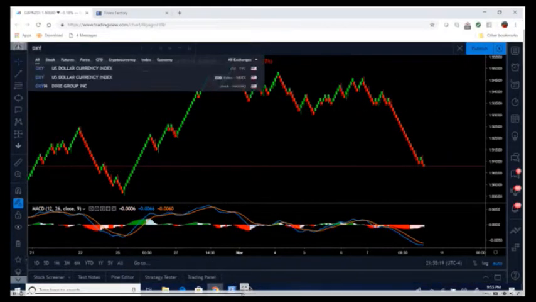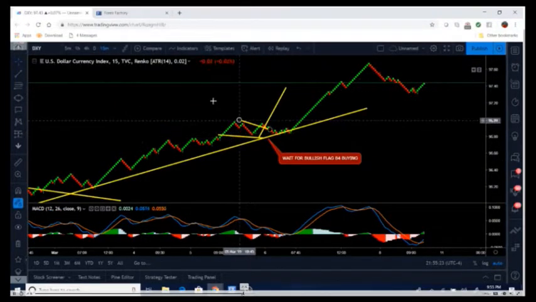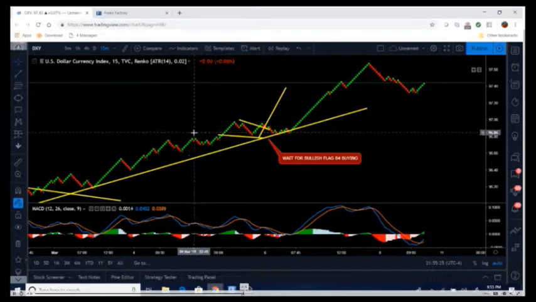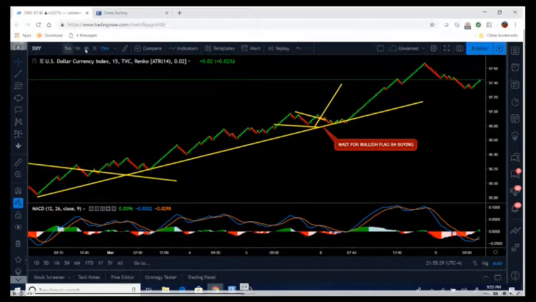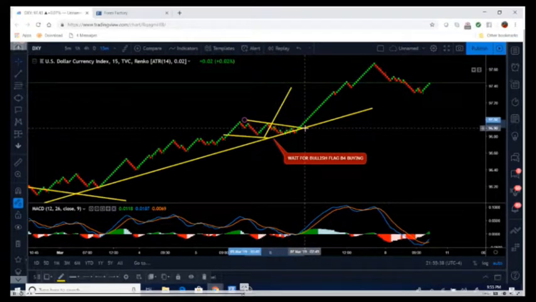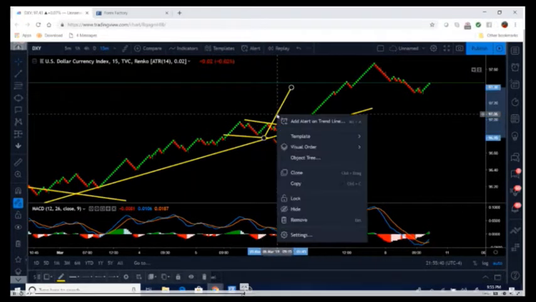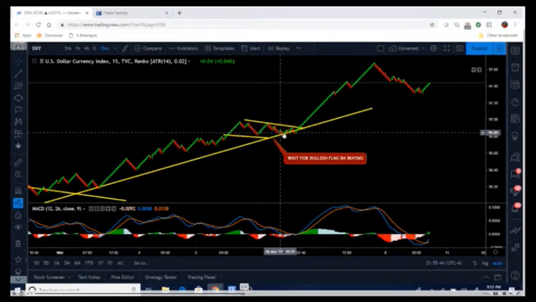All right, so now IML TV begins. We can finally get to all these pairs. So you see right here, and this is a perfect example. You see how I'm on Renkos on the DXY. You see this flag, wait for bullish flag before buying. So you see that? Just to give you an example, I'm waiting for a bullish flag.